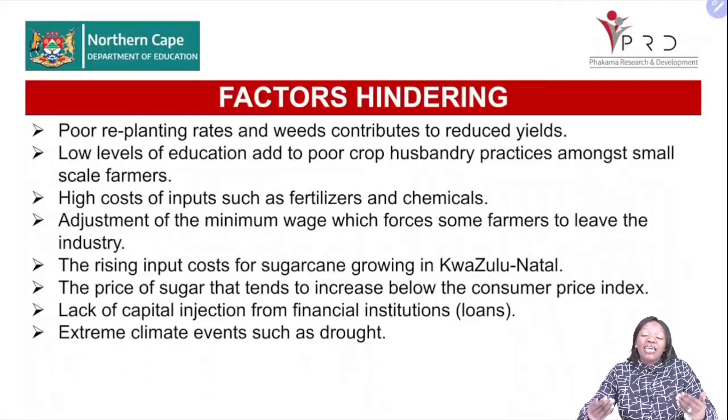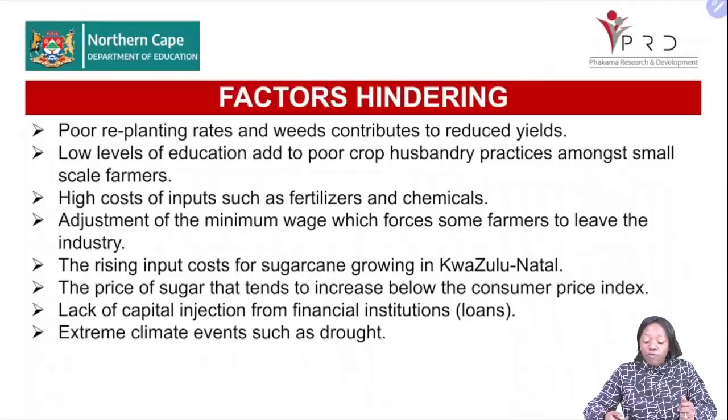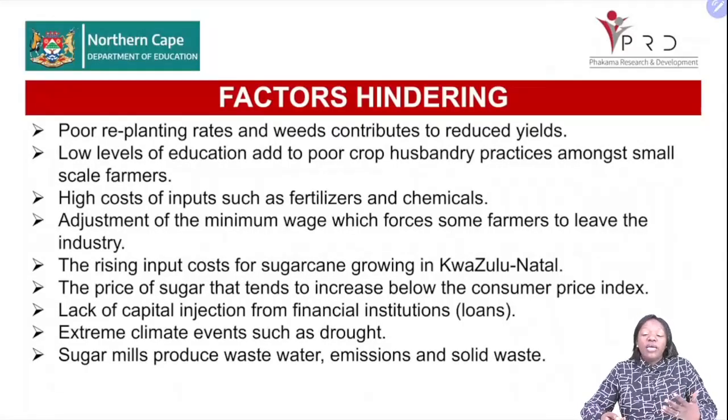Then we're looking at climate change. There are high temperatures, or there are very low temperatures. The extreme climate events, such as droughts or even floods, disturb the farming of sugarcane. Then we're looking at the sugar mills, which produce waste water, as well as emissions, as well as solid waste. So this also contributes towards pollution, be it air pollution or water pollution, because of the sugar mills.